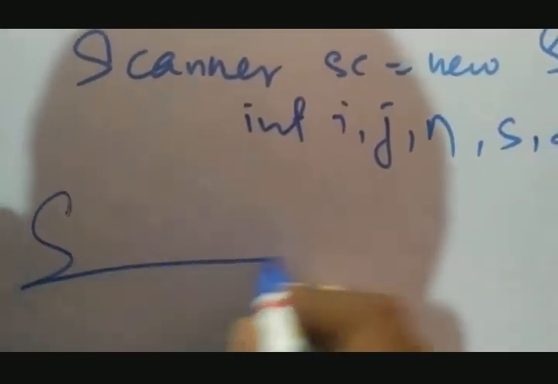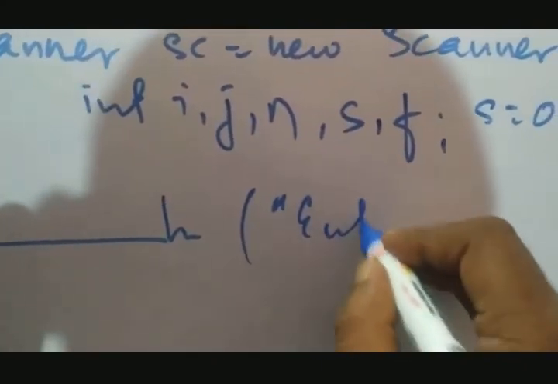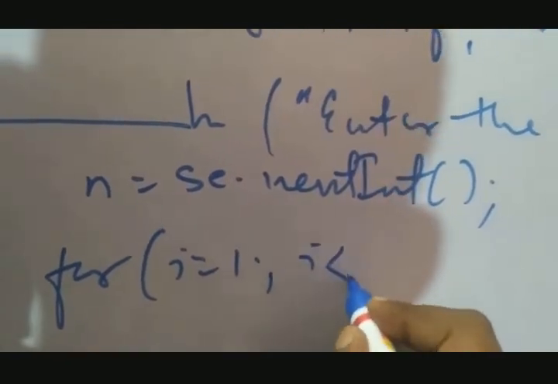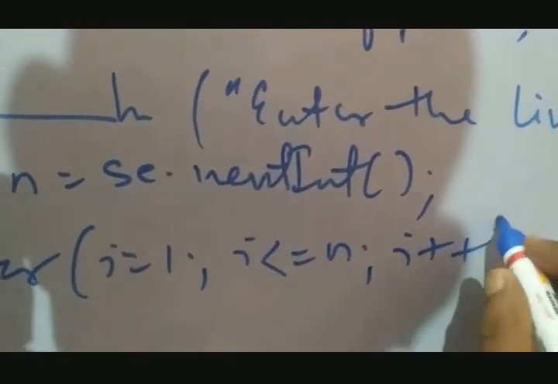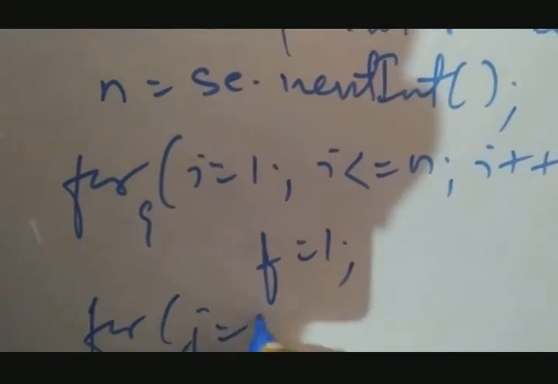Now System.out.println, enter the limit. n equals to sc.nextInt method. Now I run a loop. For i equals to 1, i less than equals to n, i plus plus. Is it? Now f equals to 1. For j equals to 1, j less than equals to i, j plus plus. Look here, everything remains same as I said. f equals to f into j.